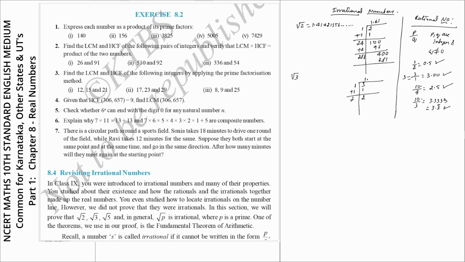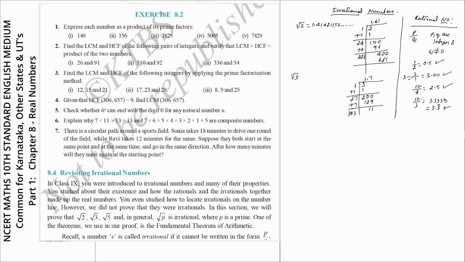Now I'll put one decimal point. I'll take 2 zeros. Now 27 into 7, I'll get 189. If I take 28 into 8, it will exceed 200. That's why I've taken 7 only. 27 into 7 is 189, so 200 minus 189 is 11. So for this 27, I'll add 7 on 7, so 343 I'll get. Now like this I can go on.